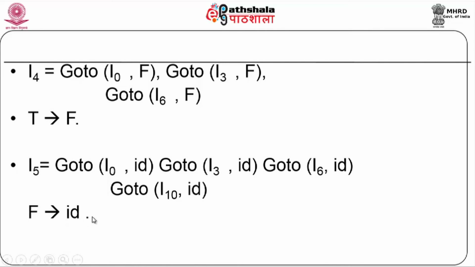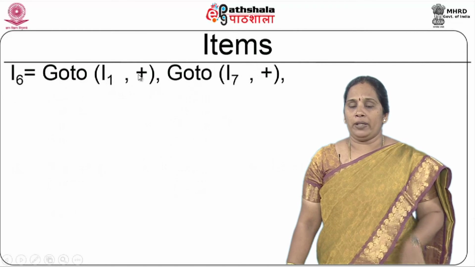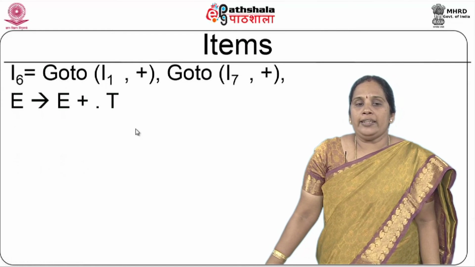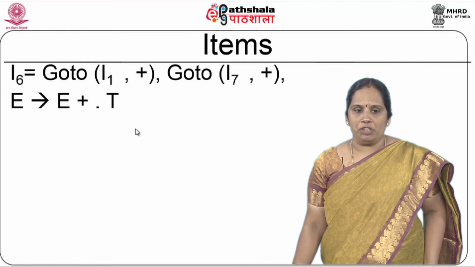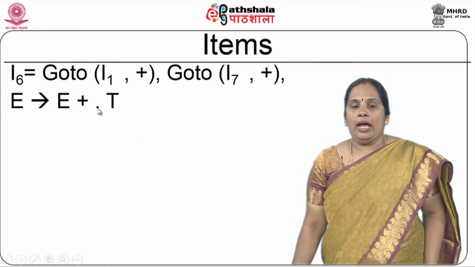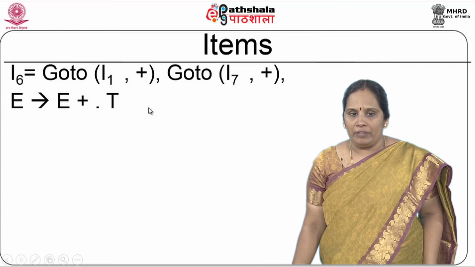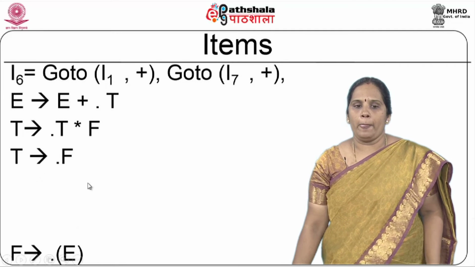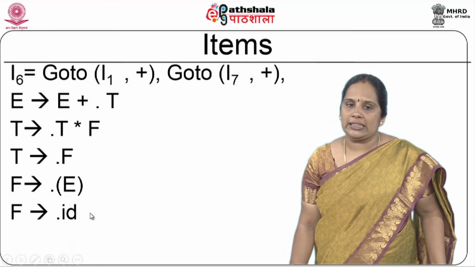Now, I am done with I naught, but I still have to process I1, I2, I3, I4 and I5 if there is a dot appearing before a terminal or a non-terminal. So, I6 will be Goto of I1 comma plus. If you remember I1, it had E dash produces E dot and E produces E dot plus T. Now, I have shifted this dot by one position to the right and now I have a T. So, I have to add the productions of T. I now have an F, add the productions of F now. That is going to be your I6.